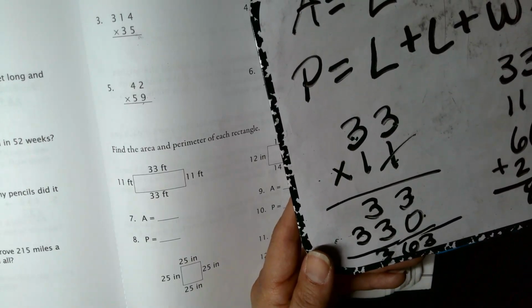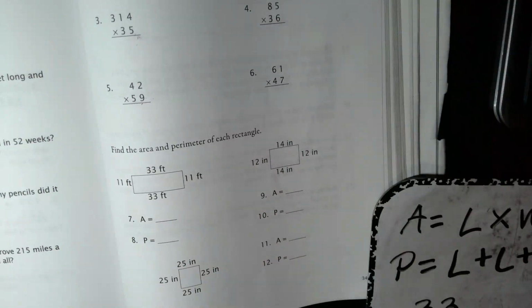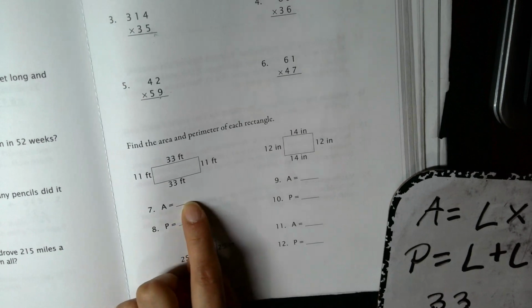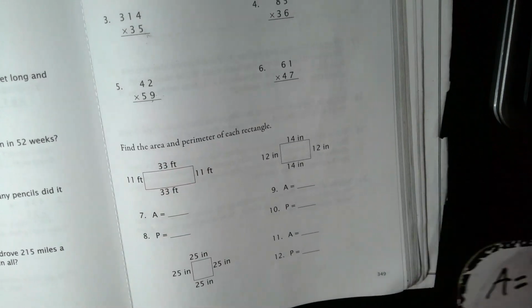Okay? So, that would be our area, length times width, perimeter, at every single side. Okay?